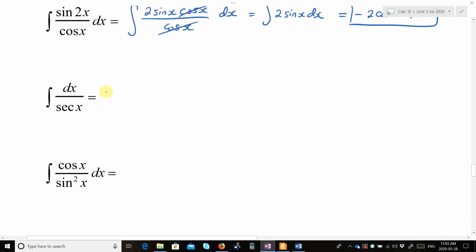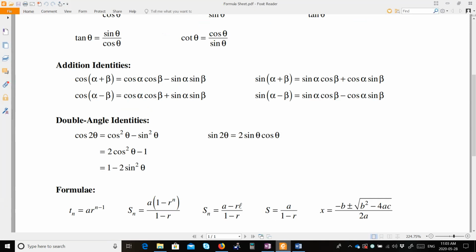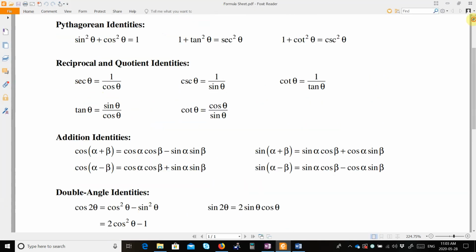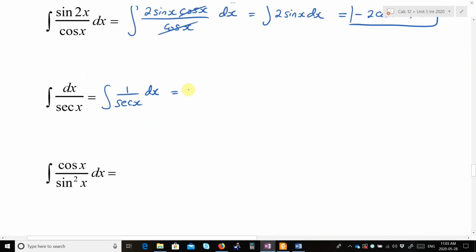Okay, the next one is the integral of basically 1 over secant x dx. What is secant x? If we check this out right over here, secant x is 1 over cos x. So we could say that this is 1 over 1 over cos x. But 1 over 1 over cos x would just be cos x. So it ultimately is the integral of cos x dx, which is sine x plus c.